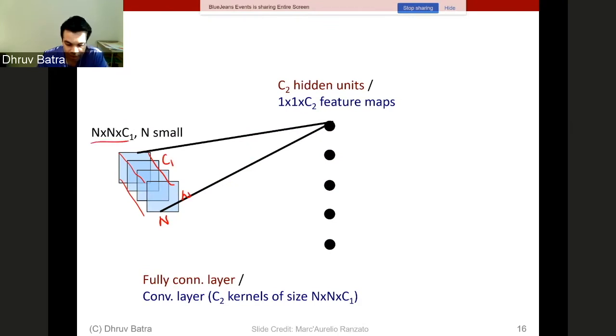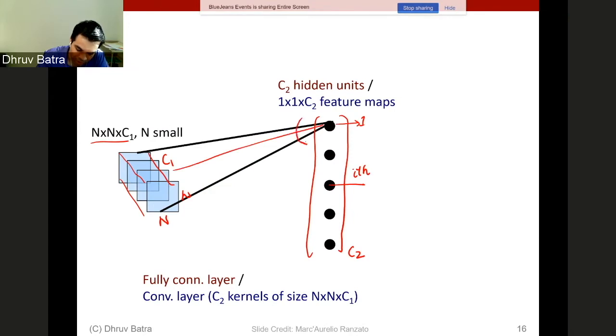Instead of stringing this into a long vector, this is the next fully connected layer, and so this is of size c2. What I will do is consider the ith neuron here. Let's say this is the first neuron, and I will consider all weights exiting out of this. So this is W1. The question I will ask is, W1 lives in what dimensionality? What is the size of W1?